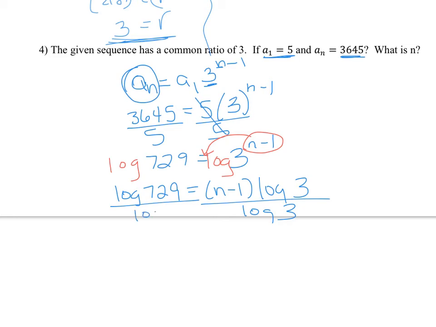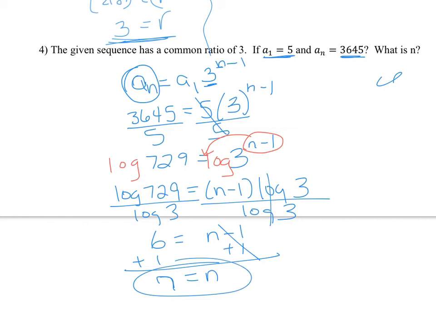I'm going off my page, but you can go over here somewhere. So that is 6 equals n minus 1. Add 1. 7 is n. So that's the 7th term. This right here is the 7th term. Now you could have done this by just taking 3 and multiplying it by 5, and then by 3 again, then by 3 again, and getting to it. It's never a problem instead of using the formula. It's not a big deal.